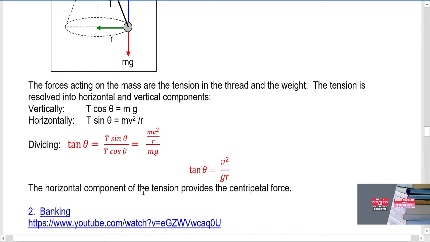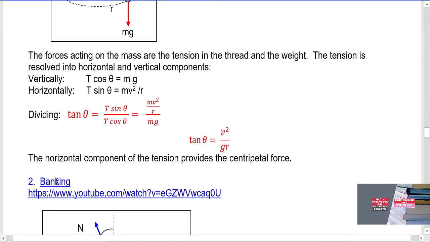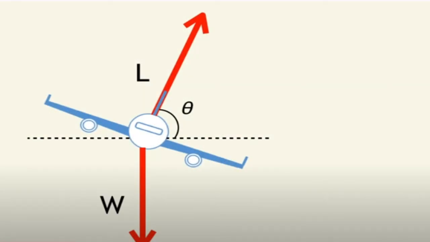So the horizontal component of the tension provides the centripetal force in this case. Now before I look at the second one, this banking, you find that an aeroplane, when it's taking a turn, also has this circular motion, the horizontal circle. So I thought of just putting it as the horizontal circle there, which is similar to the conical pendulum.